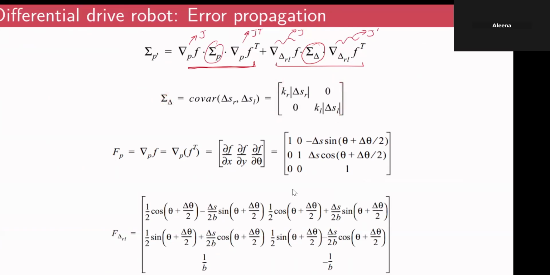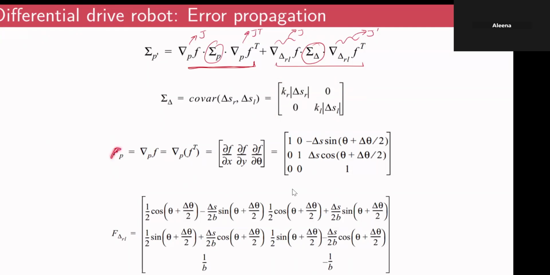This basically says that the variance and covariance are independent. The variance of the right wheel is independent of the left wheel. That's why we have these off-diagonal terms to be zero. And the covariances of left and right wheels are independent. The covariance magnitude is proportional to the magnitude of the motion, the magnitude of the input itself. That's what this term indicates.